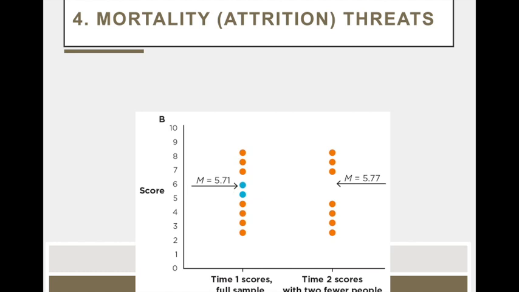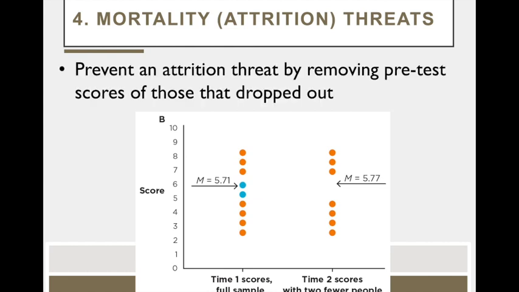But again, if they did drop out and they had higher or lower scores, then you want to remove those participants completely from your data set. So again, the way we stop the attrition or mortality threat is by removing the pretest scores of those individuals that dropped out along the way.